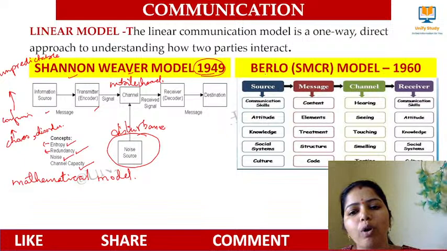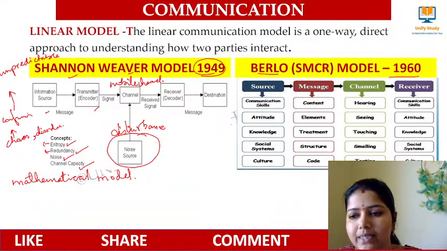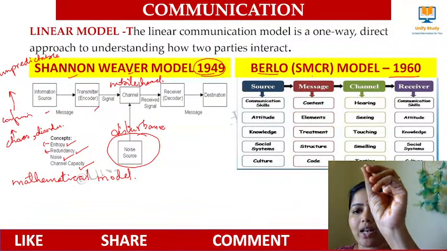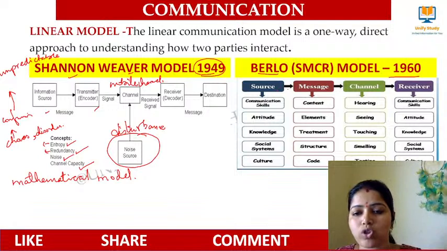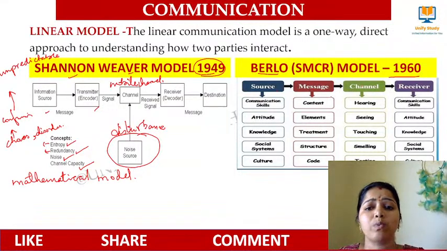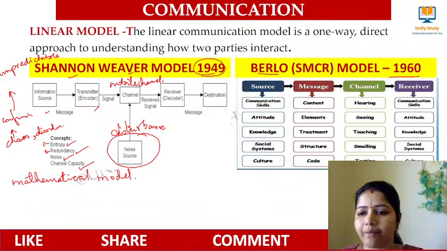Next we move to the next model. This is also a linear model, Berlo's model from the year 1960, the SMCR model: source, message, channel, receiver. Note this down: one time they asked about the SMCR abbreviation as a question, and the year as well.